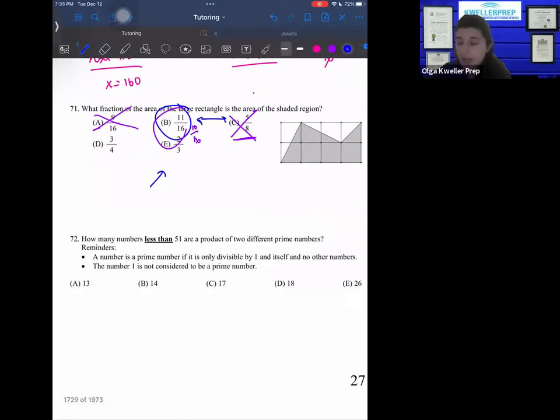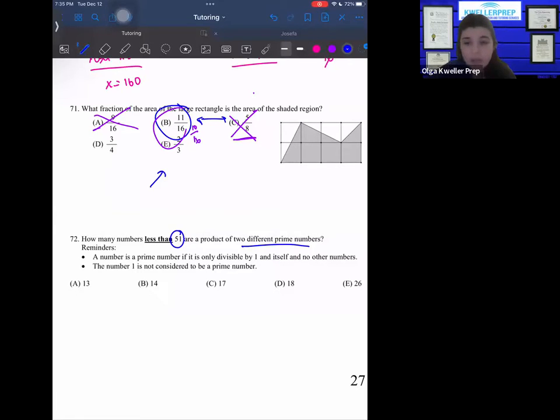Okay, the next one. How many numbers less than 51 are a product of two different prime numbers? And then they give us some definitions that a prime number, by definition, is only divisible by 1 and itself and no other numbers. And the number 1 is not considered to be a prime number.